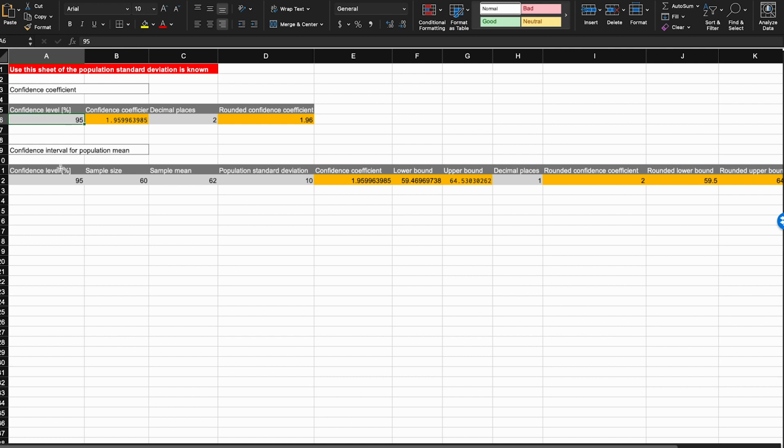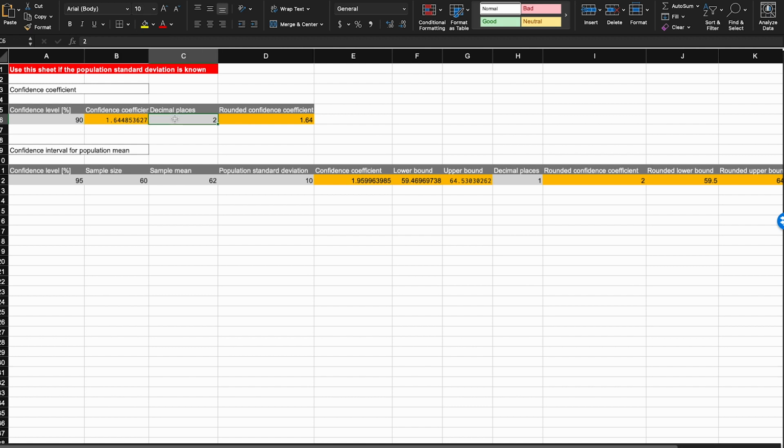So here's our spreadsheet. Now, there are two tabs here at the bottom, two sheets. I want you to be on the Z distribution sheet. Now look at the top. We use this sheet if the population standard deviation is known. So there we go, the confidence coefficient. I just type in here my confidence level. If I want to be 90% confident, I find a confidence coefficient C of 1.644.